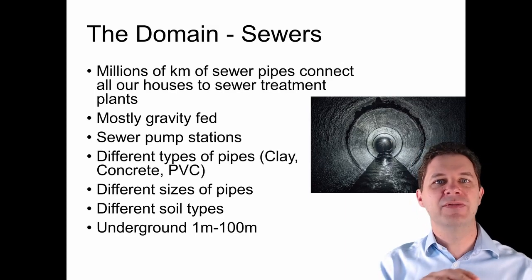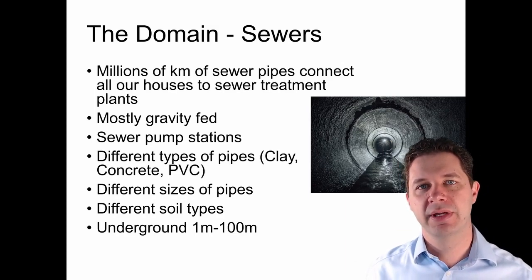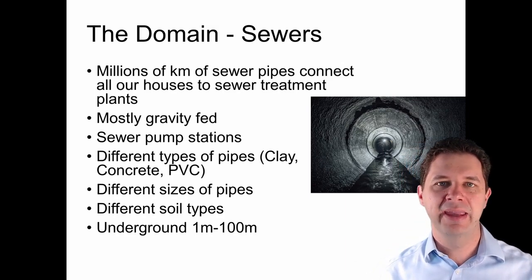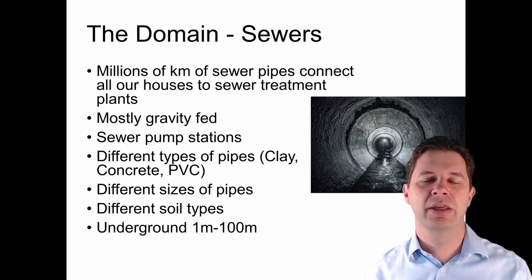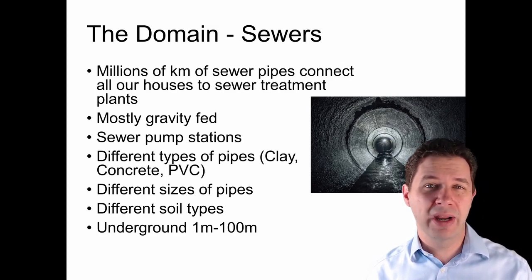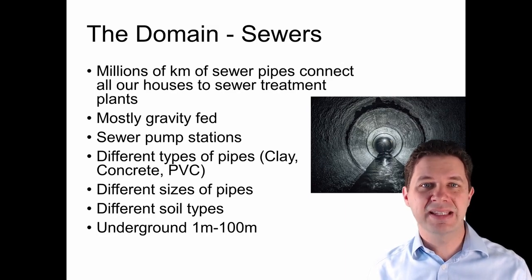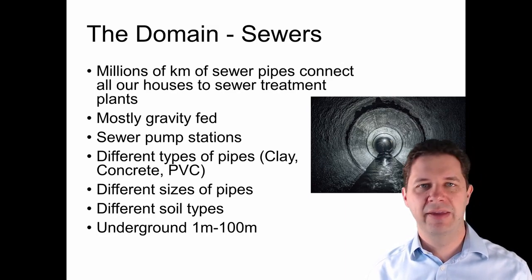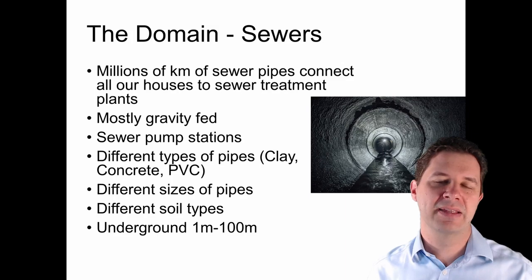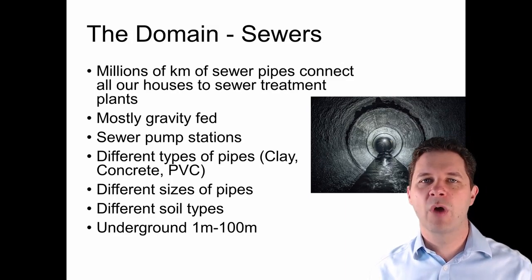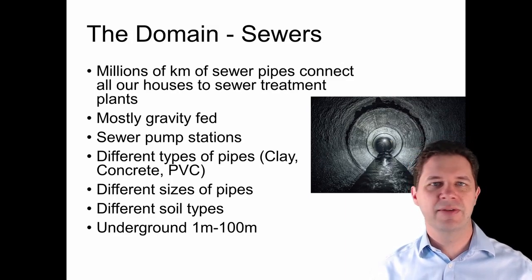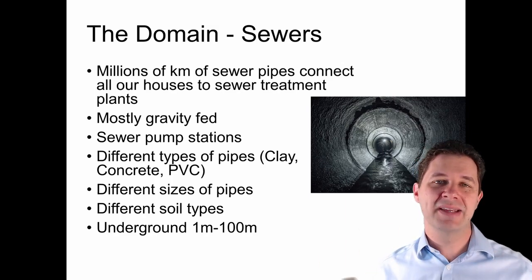And we have a whole bunch of different types of sewer materials. These things can be made of clay, VC is what it's commonly called. They can be made of concrete, for example. And commonly these days we construct our sewers from PVC, a type of plastic, polyvinyl chloride. So we've got different types of materials, different types of pipes. We've got different sizes of pipes.